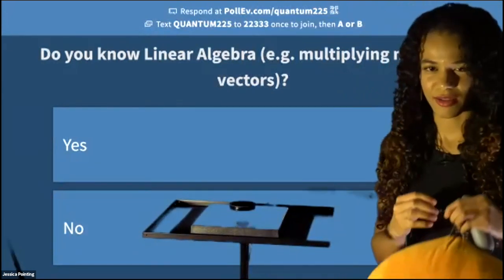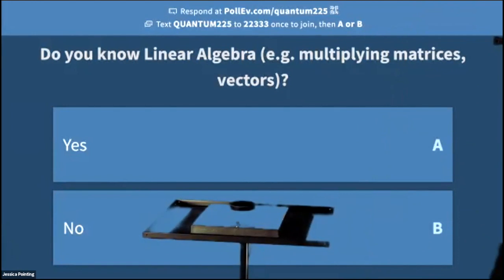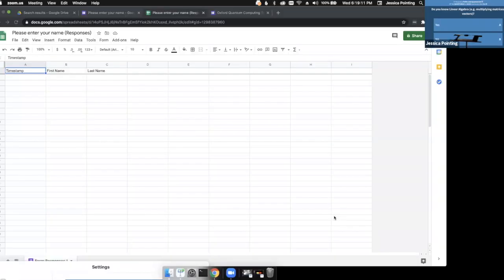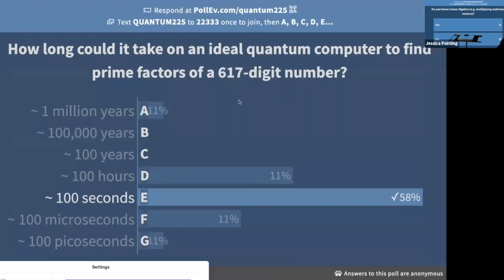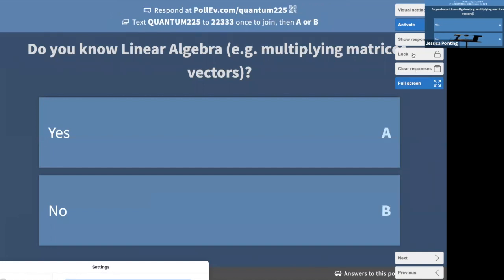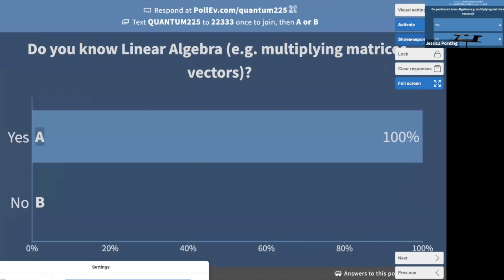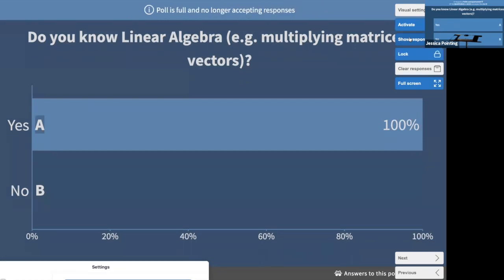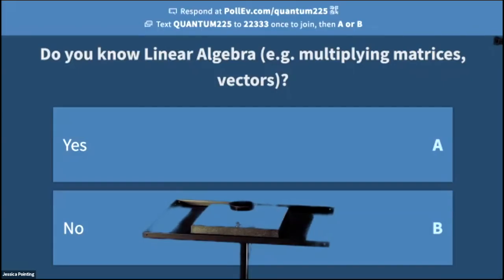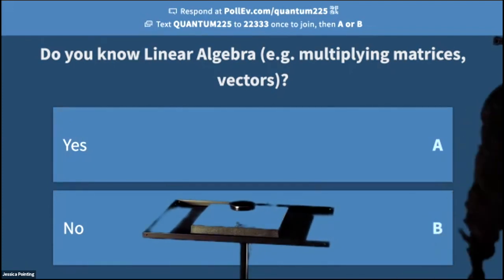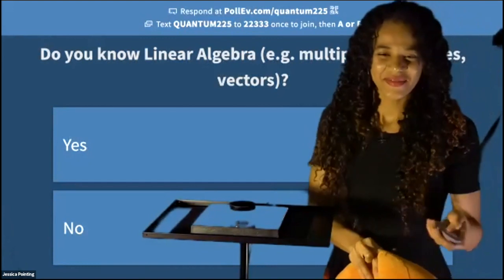I'm going to share the results, and all results are anonymous, but that is not what I wanted. Oh, here it is. Let's go to the next one. Do you know linear algebra? Yes, 100%. Oh, wow, that's great. Okay, I will spend some time explaining it. Okay, great. And where am I? I'm here. Sorry.